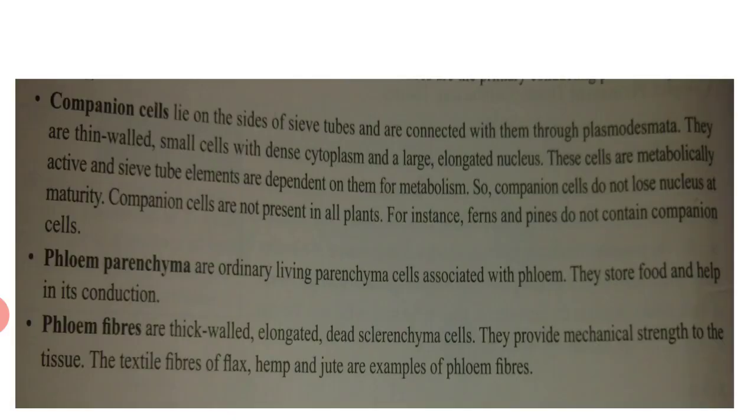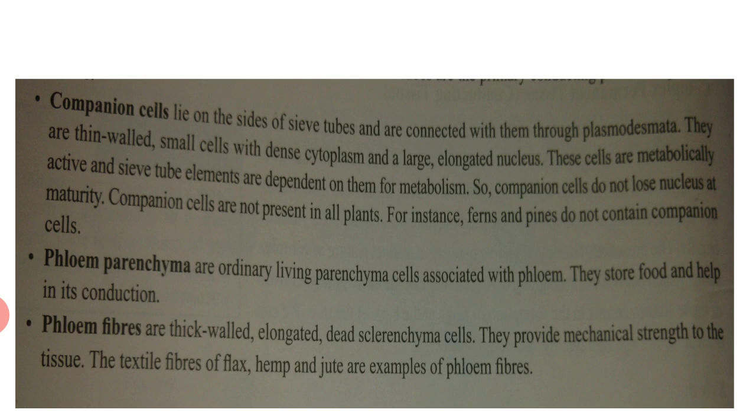Now, the next part is the companion cell. Companion cells lie on the sides of the sieve tubes and are connected with them through plasmodesmata. They are thin-walled, small cells with dense cytoplasm and a large elongated nucleus. They are metabolically active and sieve tube elements are dependent on them for metabolism. Companion cells are not present in all plants. For instance, ferns and pines do not contain companion cells.